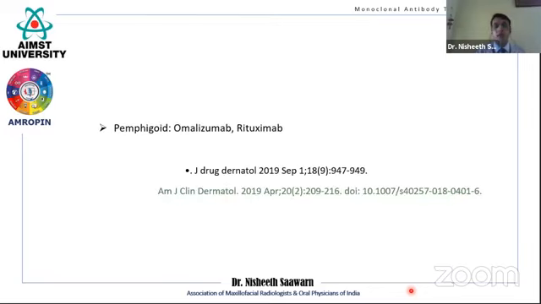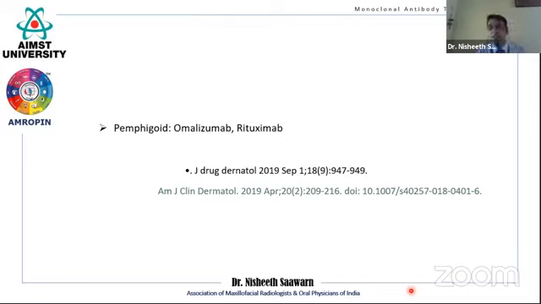Then we use it for pemphigoid, especially bullous pemphigoid. All the data is available for bullous pemphigoid because it is difficult to cure. Rituximab is used in both pemphigus vulgaris and pemphigus foliaceus. Successfully, it has been used in both forms. In bullous pemphigoid, omalizumab has shown very good results. Even rituximab has shown good results.